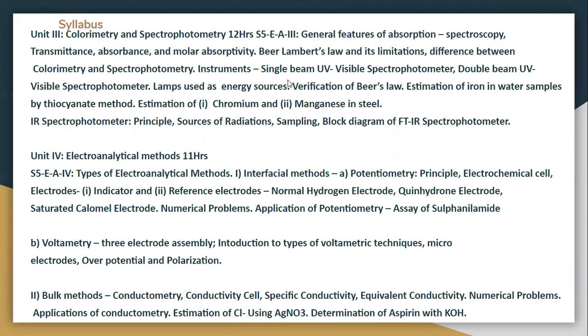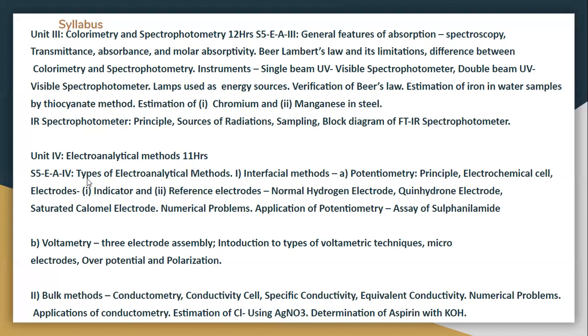And then instrumentation. In that instrumentation, we have the single beam UV visible spectrophotometer and the double beam UV visible spectrophotometer, how it works, and then its applications. This will be discussed in unit 3. And the third one in unit 3 is the IR spectrophotometer, in which we emphasize FTIR.